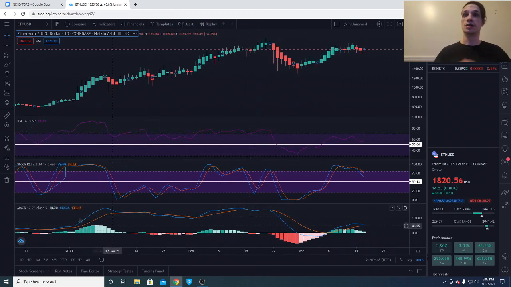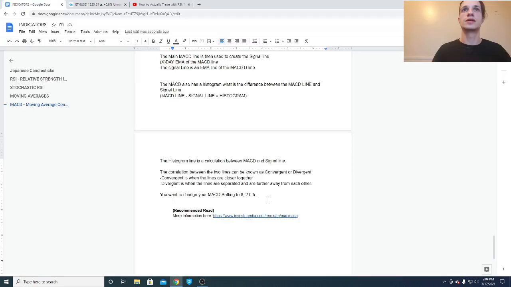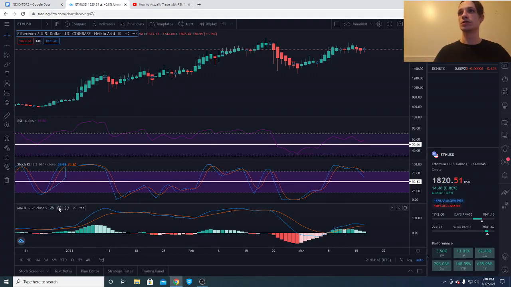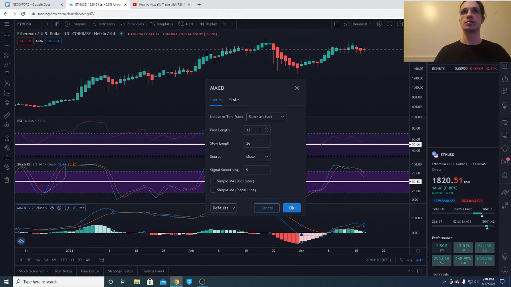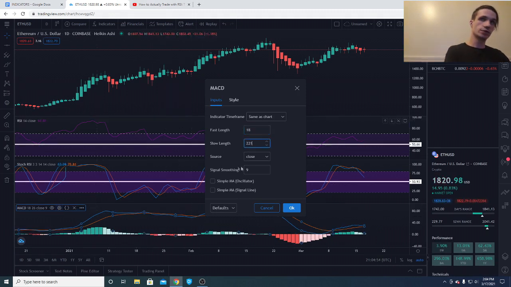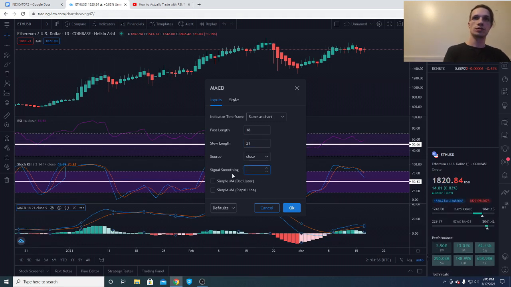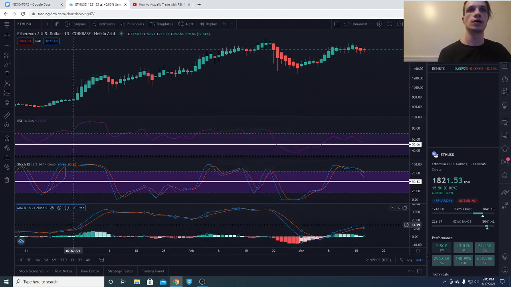And then we do a little bit of editing on our MACD, and we are going to backtest this a couple times. Settings are 8, 21, and 5. I just added this real quick. I didn't add it earlier, but it is very important. So you go to your MACD and click on settings. Your fast length is 8, your slow length is 21, and your signal smoothing, you put that at 5. Then click OK.